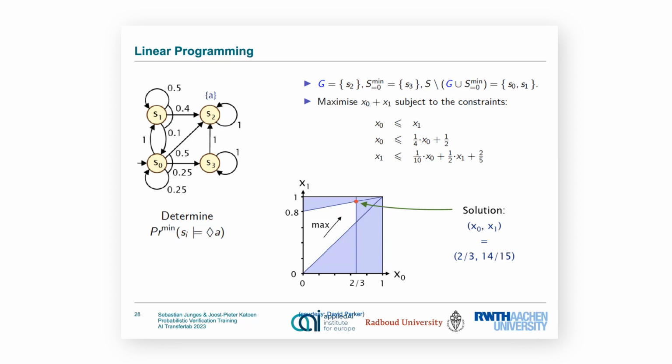And if you look at this graphically, you get the picture which is at the bottom of the slide. You get those inequalities. They are all the lines in the picture. And now we are interested in maximizing the sum of x0 plus x1. So we're looking for the solution, which is the red dot. And in this example, it turns out to be 2/3 and 14/15. And as a byproduct, we also get a strategy, and what turns out to be the optimal strategy here. The optimal strategy for S0 is actually not to move to S1, but to take the other edge.